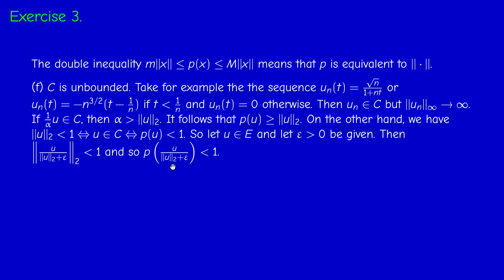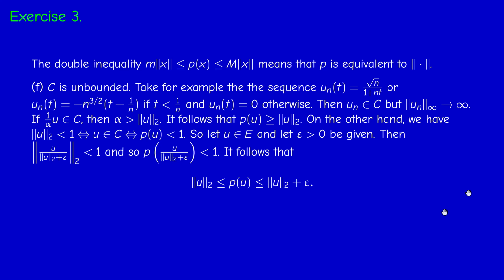And now I use the positive homogeneity of P. So I can put this constant outside, and I get P of u over norm 2 of u plus epsilon is less than 1. Actually, strictly less than 1, it doesn't matter. So P of u is strictly less than norm 2 of u plus epsilon, but epsilon was arbitrary. So if we let epsilon tend to 0, we get the reverse inequality. So P is precisely the norm 2. So it's indeed a norm.